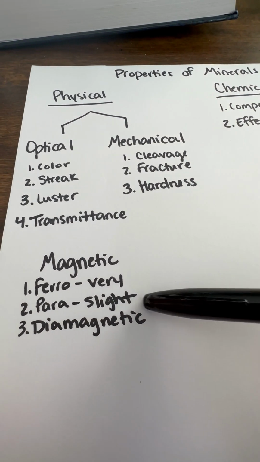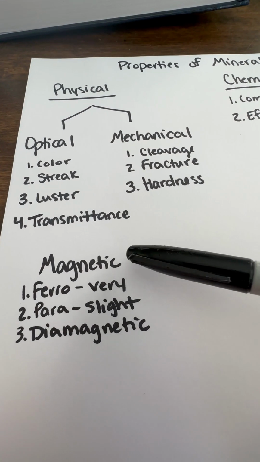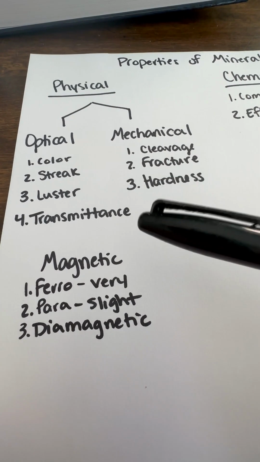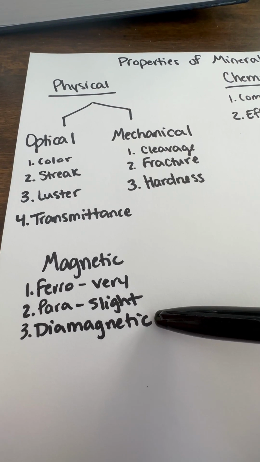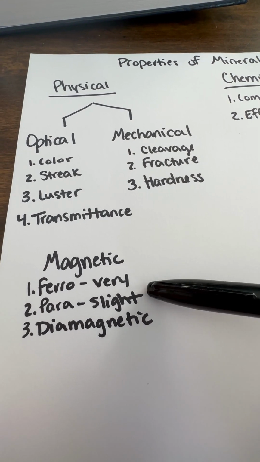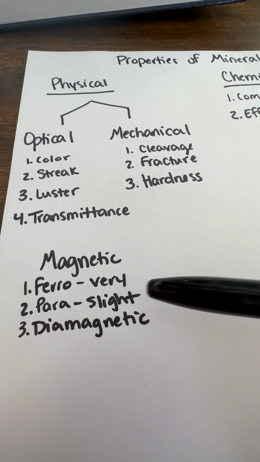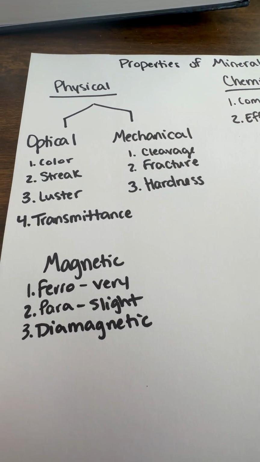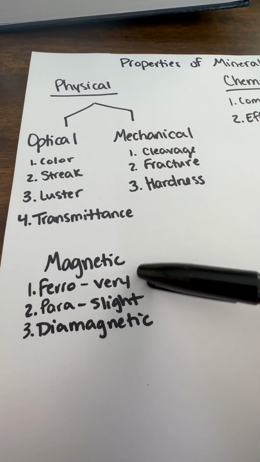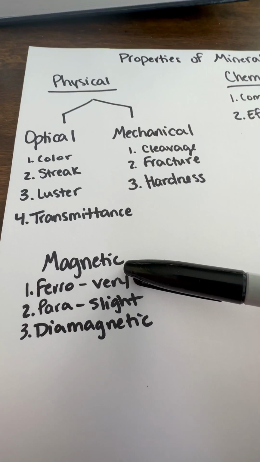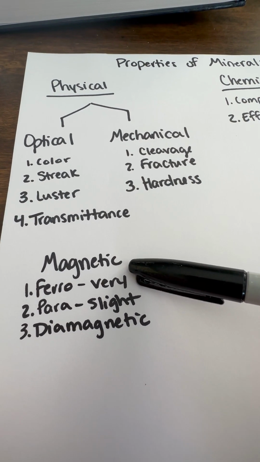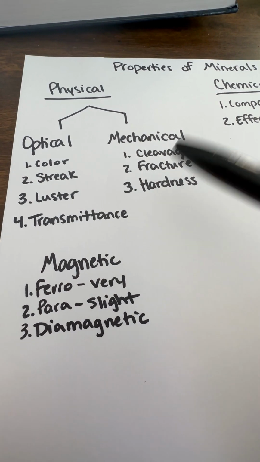And then we also have this kind of weird category of magnetism. So some objects are diamagnetic. They can repel a magnet regardless. We have paramagnetic things, which have a slight attraction but can't be turned into a magnet. And then we have ferromagnetic materials, which are very attracted to a magnet and can actually be turned into a magnet if they're exposed long enough to a magnetic field.